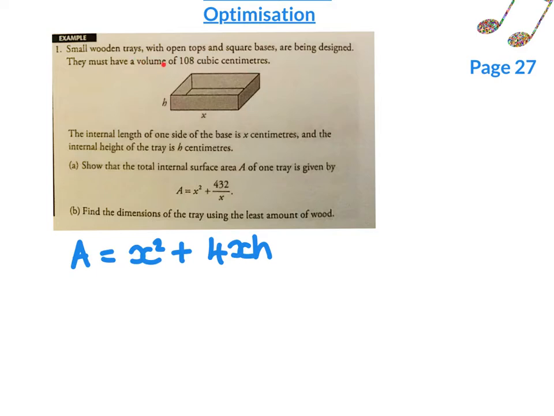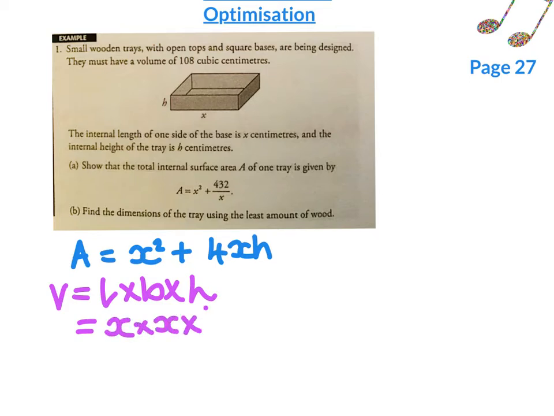Now here we're told we've got a volume of 108 cubic centimetres. Now the volume of a cuboid is length times breadth times height, which in this case is x times x times h, or x squared h. The volume of this one is 108. So we know that 108 is the same as x squared times h.